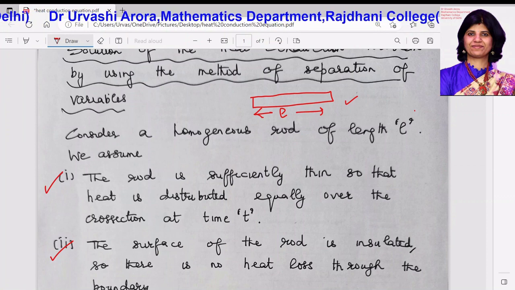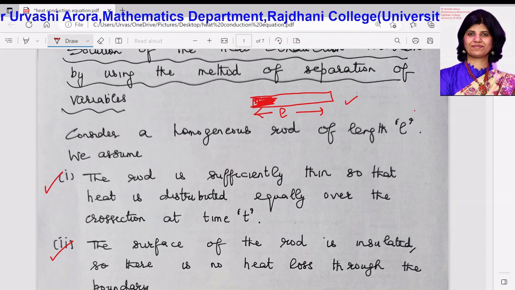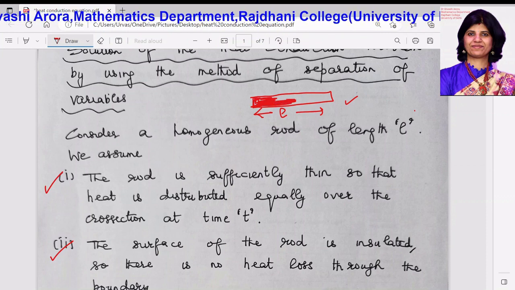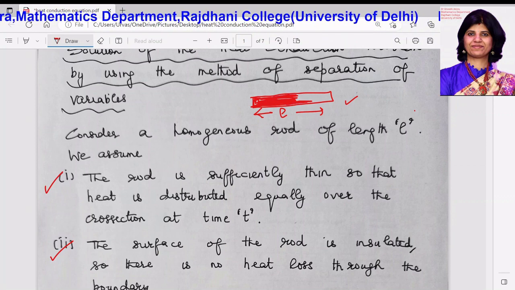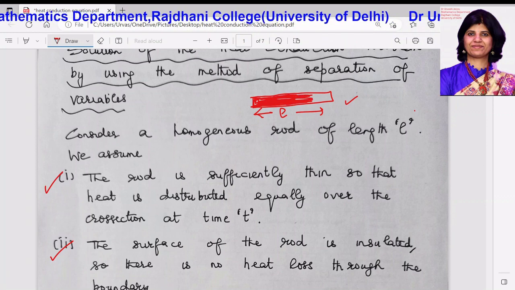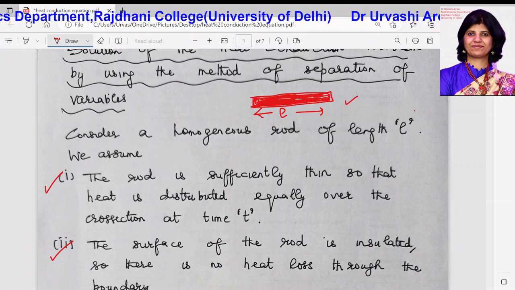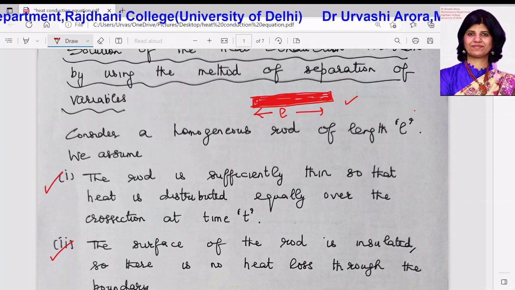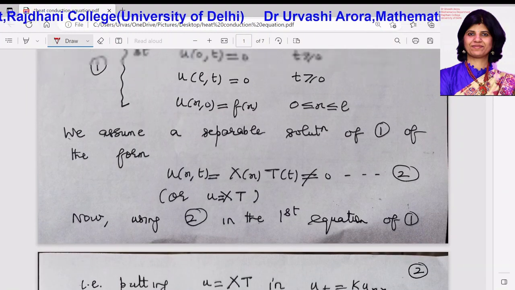So we assume that there is an insulation, or the surface of the rod is covered with some insulating material, so that there is no escape of heat through the boundary, which means that the rod can be maintained at a constant temperature because of this insulation. Now with these two assumptions, the heat conduction problem is given by this.